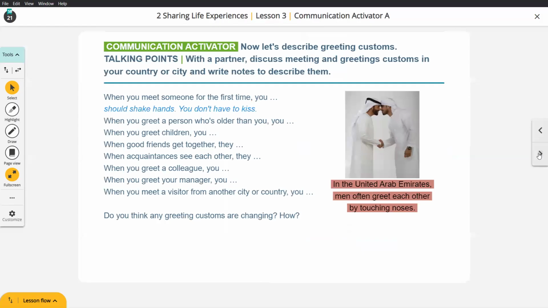So let's have our break before we continue with our communication activator and vocabulary. We're going to have 10 minutes of break. Do you have any doubt? No? Okay. So 10 minutes of break. I will call you when you're going to return. Go drink some water, eat something, and we will continue.